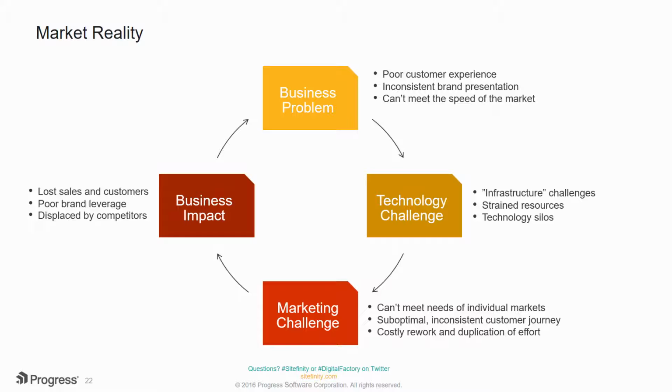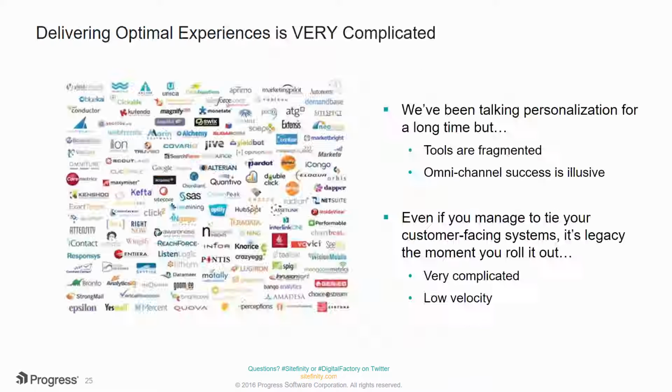Then the poor brand experience has a further long-term negative impact on the organization, and some organizations are ultimately displaced by competitors. Now, having said that, delivering optimal experiences is still very complicated. We have a lot of fragmented tool sets. Here you can see all these companies are doing something in terms of providing technology, data services, and so on to help organizations deliver these optimal customer experiences.